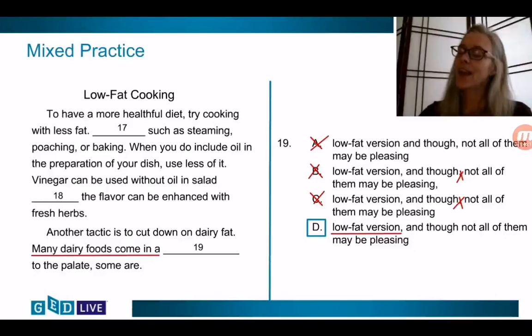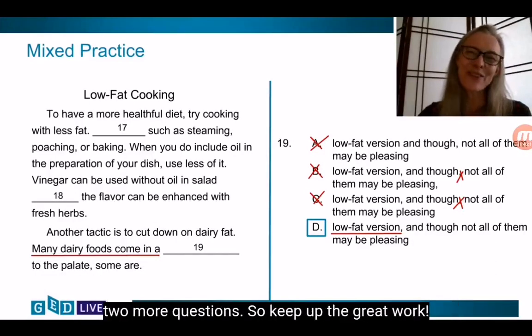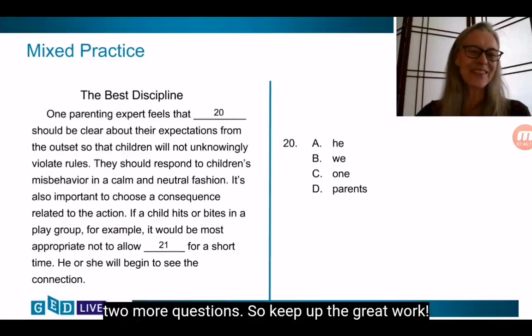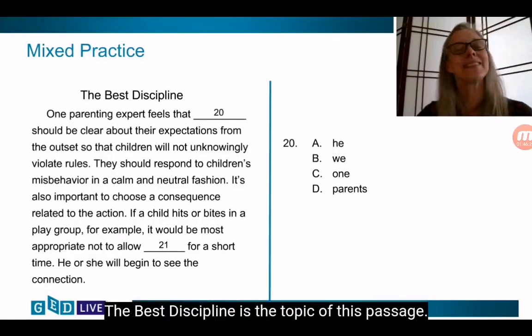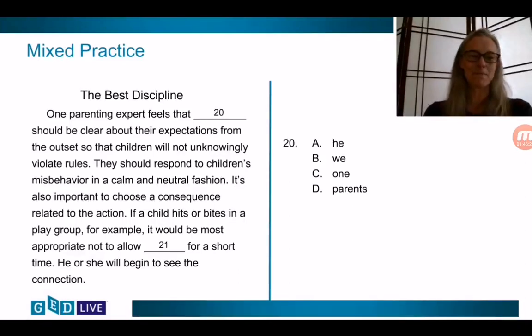Let's go ahead and take a look at our final passage. Just 2 more questions. So keep up the great work. The best discipline is the topic of this passage. Pause, come back when you're ready.